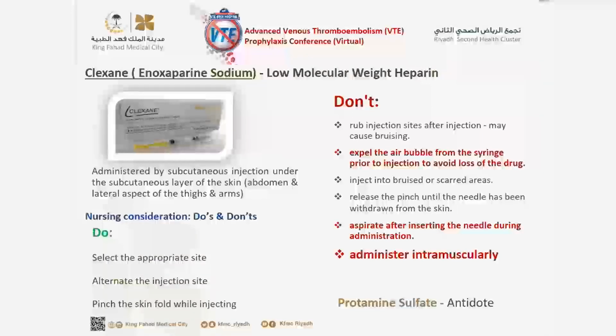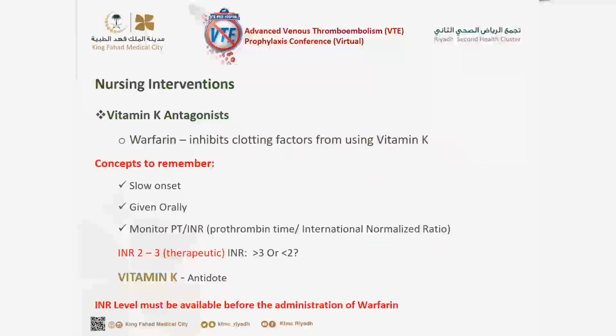This is a subcutaneous injection. It must be given into the subcutaneous layer. And remember, nurses need to know that if you give this into the muscle, then you're going to end up with bleeding. You may have bleeding in the muscle. Again, your antidote is protamine sulfate.